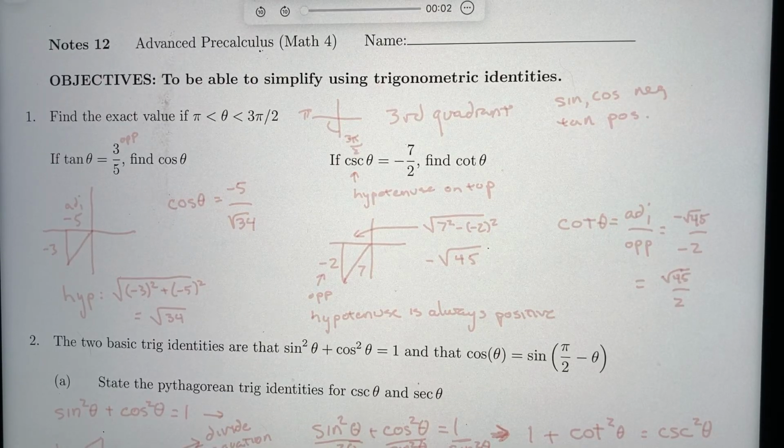Okay, so notice that pi to 3 pi over 2 is another way of saying third quadrant, 180 to 270 degrees. So sine and cosine are both negative, tangent is positive.